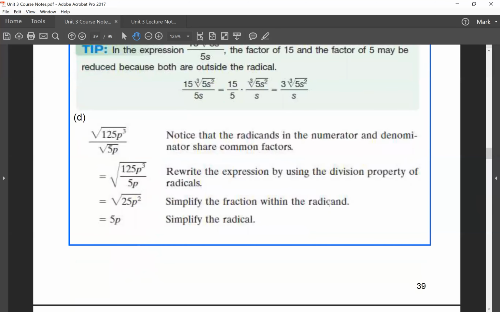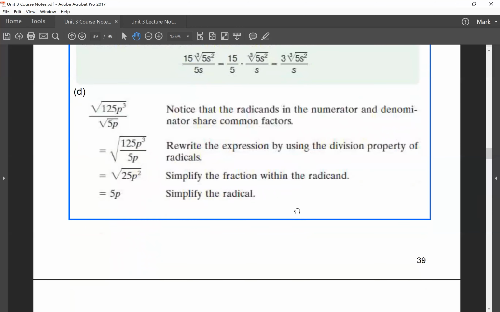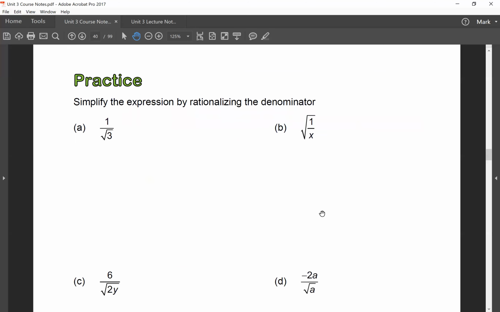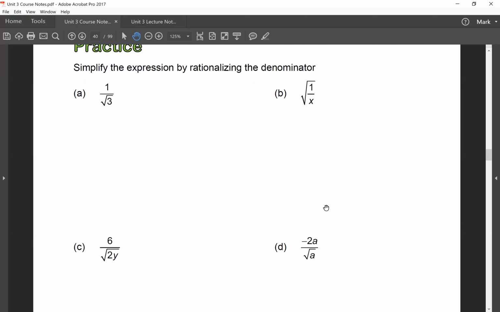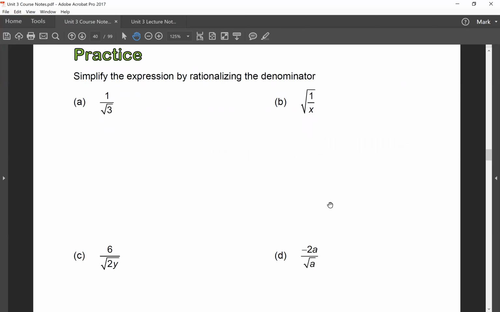And then finally, another one, it's just the same thing over and over. Let's just do some together. Okay, so let's start with an easy one. We'll look at some harder ones.